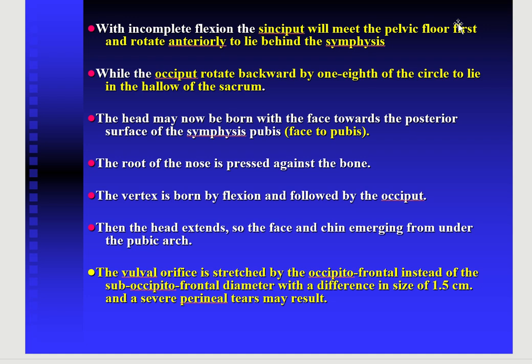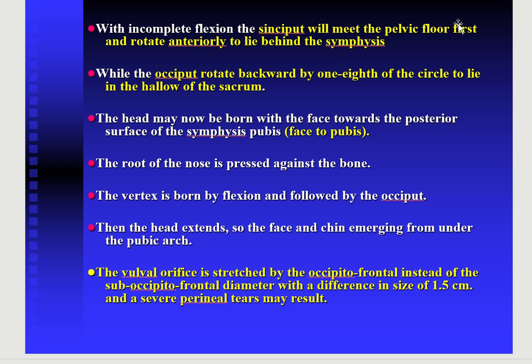With incomplete flexion, the sinciput will touch the pelvic floor and rotate anteriorly to lie behind the pubic symphysis, and the occiput will move backward through 1/8 of a circle and fit into the hollow of the sacrum. The head will be born with the face toward the posterior surface of the pubic symphysis. The root of the nose is pressed against the bone. The vertex is born by flexion instead of extension in occipitoposterior position.